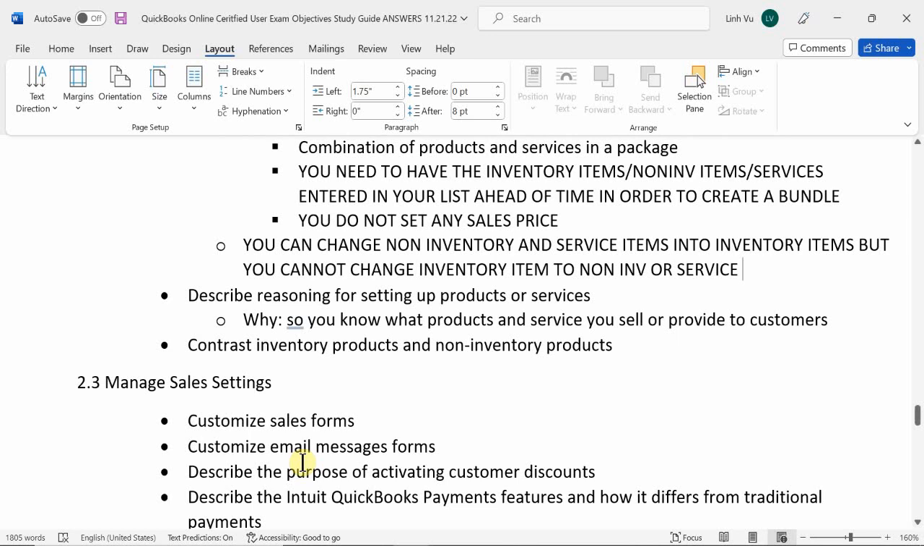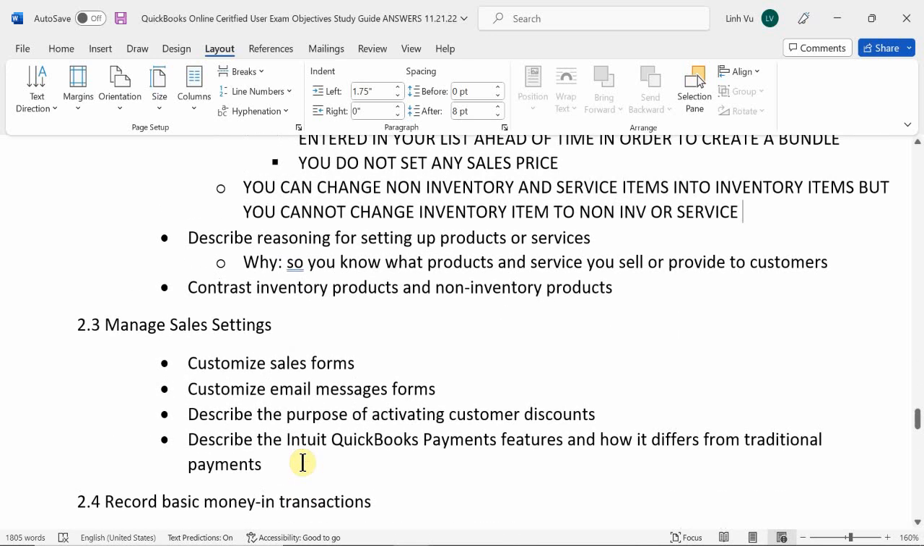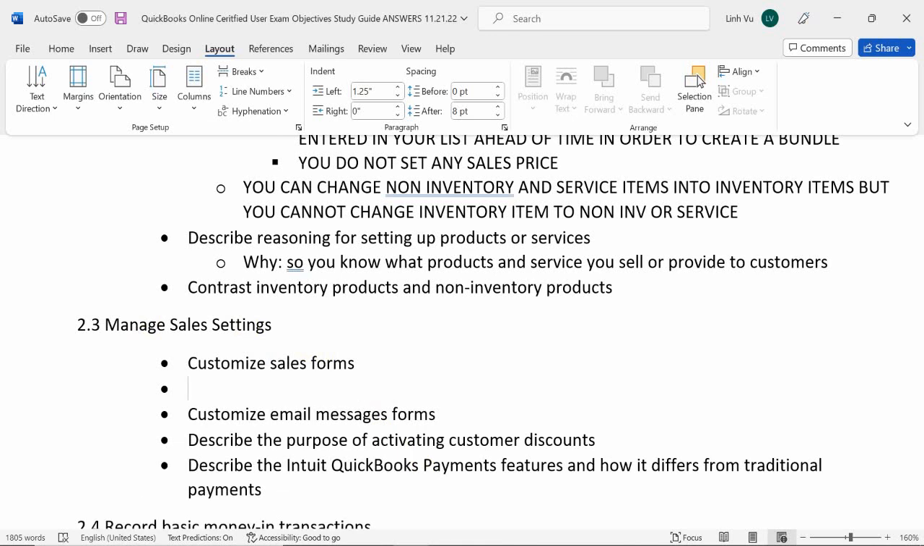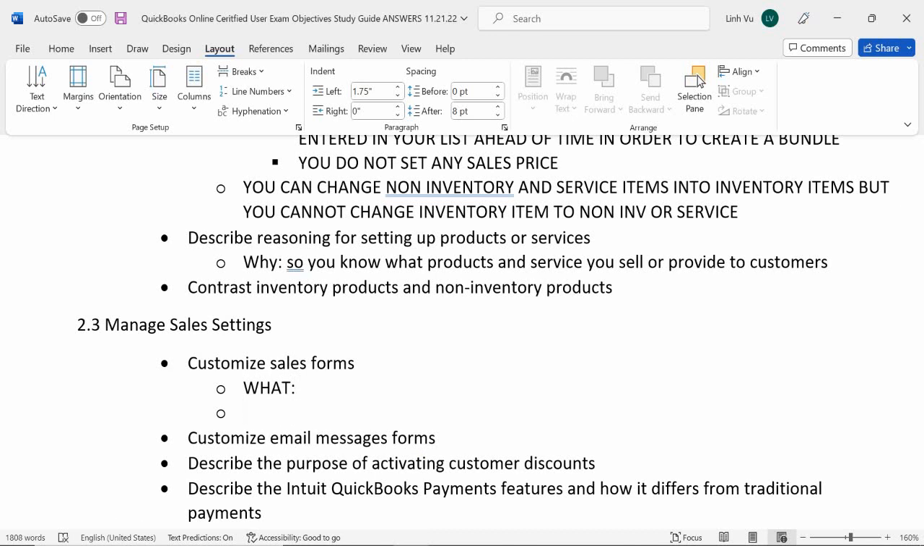2.3, managing sales information or settings. So in this case, customizing sales forms, right? What do we see here? How do you customize those sales forms? Right? So let's talk about how. Let's talk about what first, okay? What do you need sales forms for? What are sales forms?